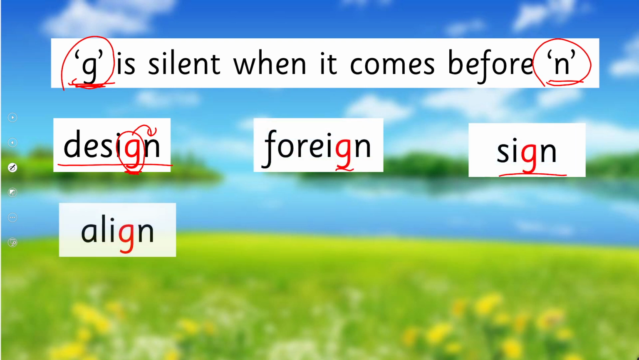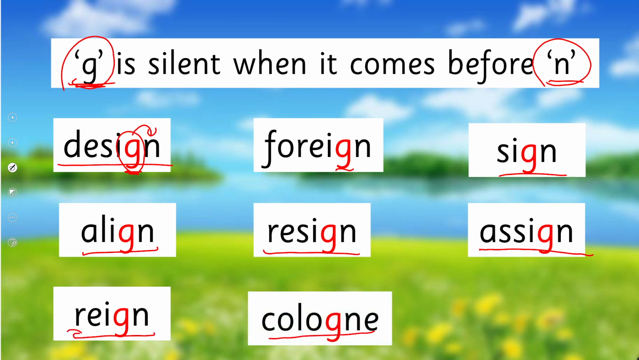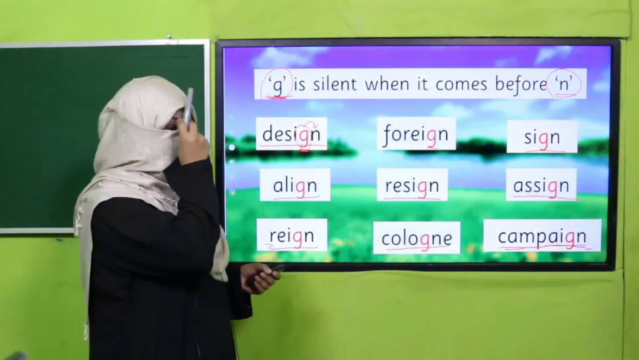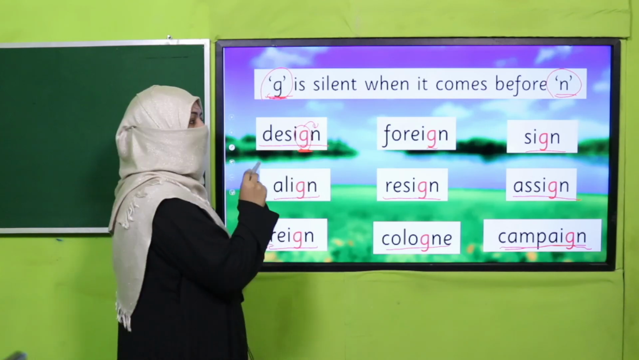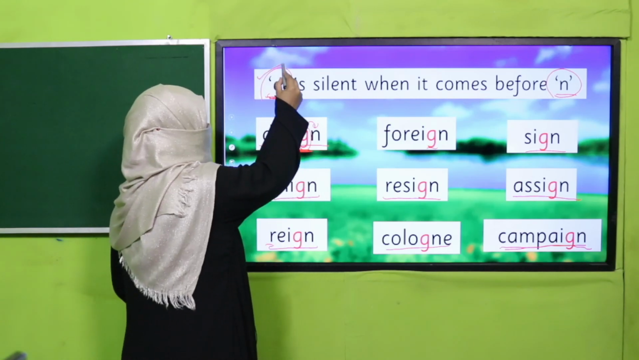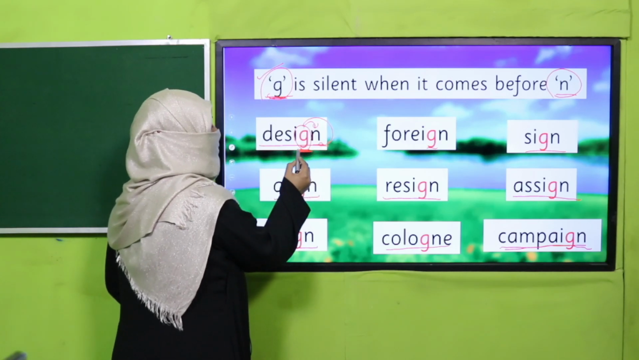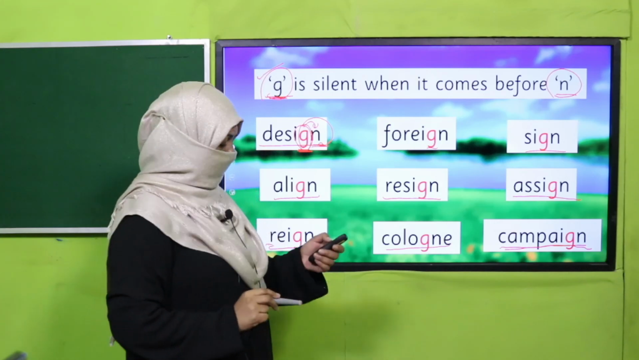Sign, align, resign, assign, rain, clone, campaign. Okay, now my dear students, you see in all words we are not pronouncing this G. And why we are not pronouncing? Because the rule is when you find N after G, you will not say this G and directly you pronounce the sound N. All right.